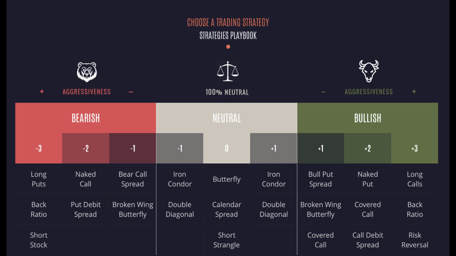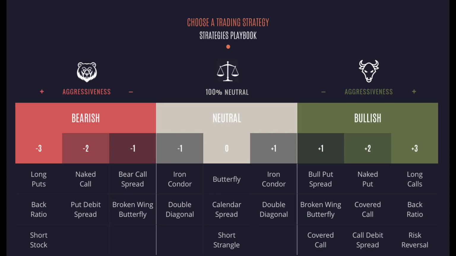Now, in determining what strategy to employ as you look at your bias, we have put together a very helpful little playbook that can help you match your bias to the appropriate strategy. So if you're very bearish in the market, buying puts, back ratio spread, short stock, that makes a lot of sense. By the way, you can do those same things in -2 as well. But in -2, you could also do some put debit spreads such as the bear put spread.